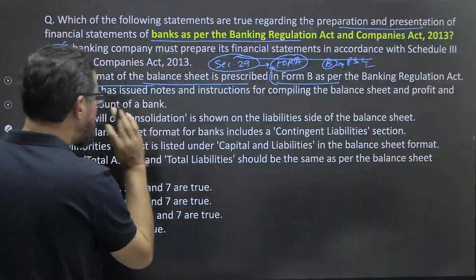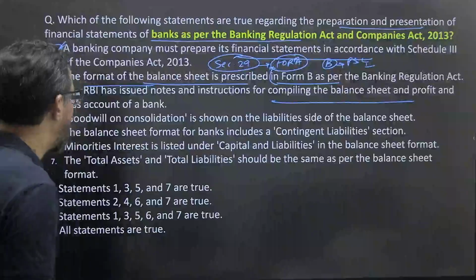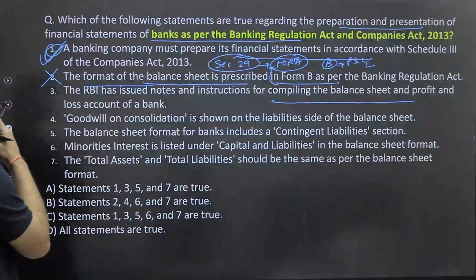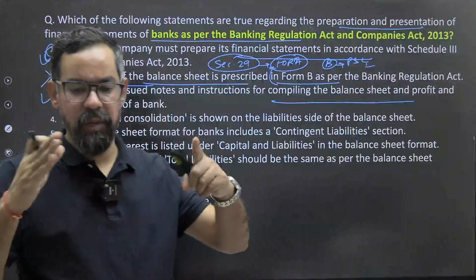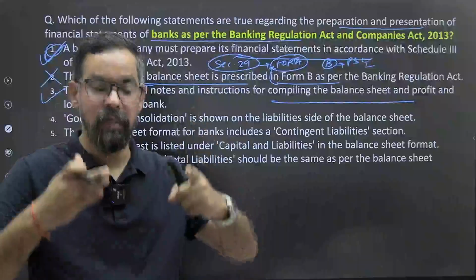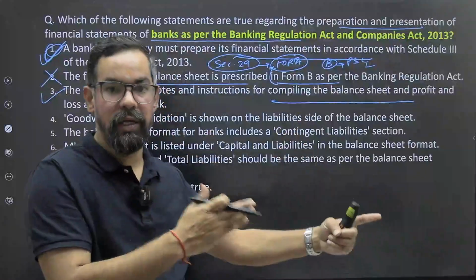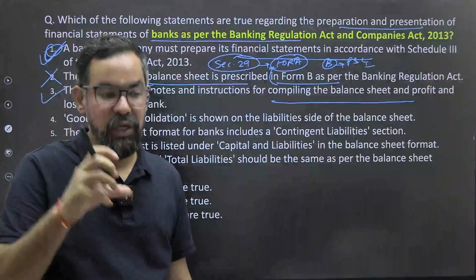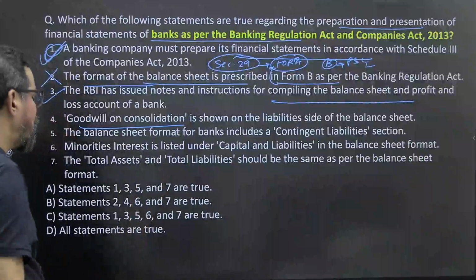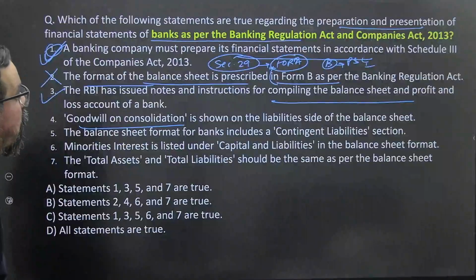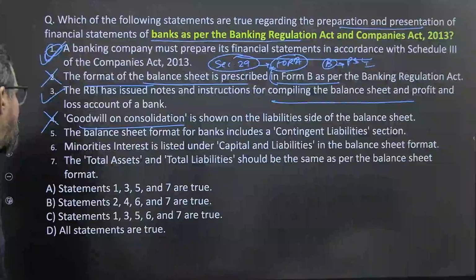The RBI has issued notes and instructions for compiling the balance sheet and profit and loss account of a bank. So this statement is true. The format is given this way. For form A, proforma balance sheet, 12 schedules are there. For form B, profit and loss account, 6 schedules are there. So the sequencing and everything gets defined under this. Goodwill on consolidation is shown on the liability side of the balance sheet. No, this is wrong. It is on the asset side.